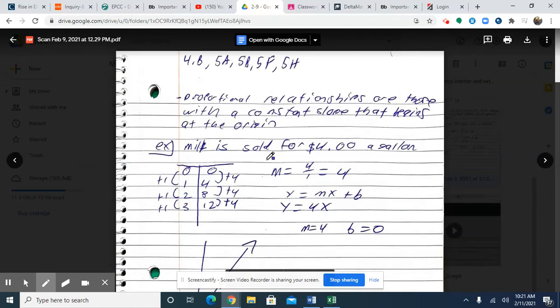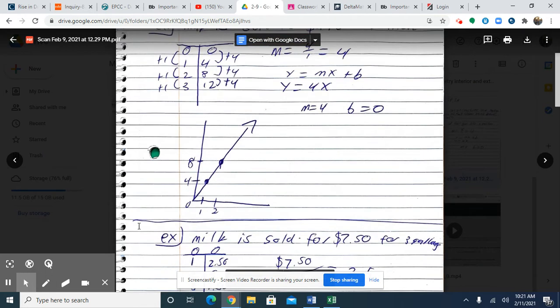Okay, so for today's assignment, we're going to be going over proportional relationships and what exactly they mean, right? So proportional relationships have a constant slope that begins at the origin. So what does that mean? When it begins at the origin, that means that it's going to start off at 0, 0.